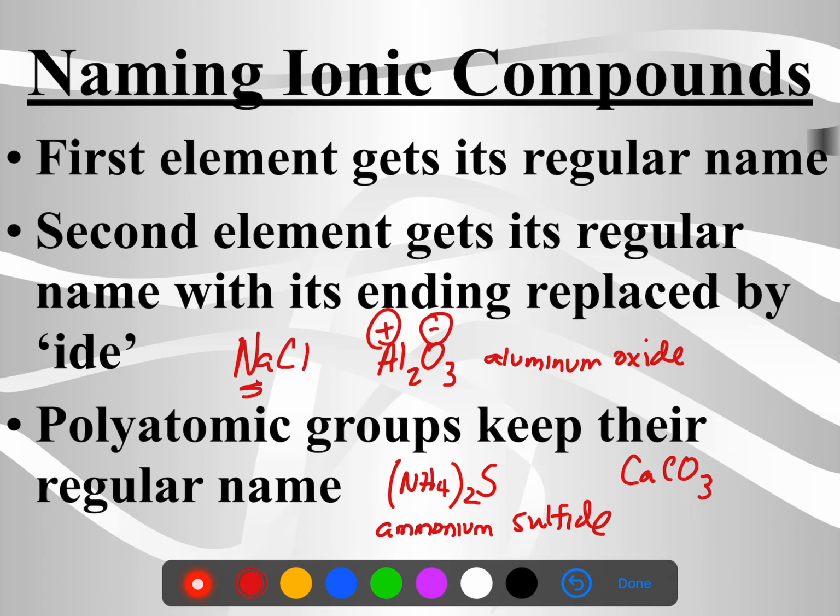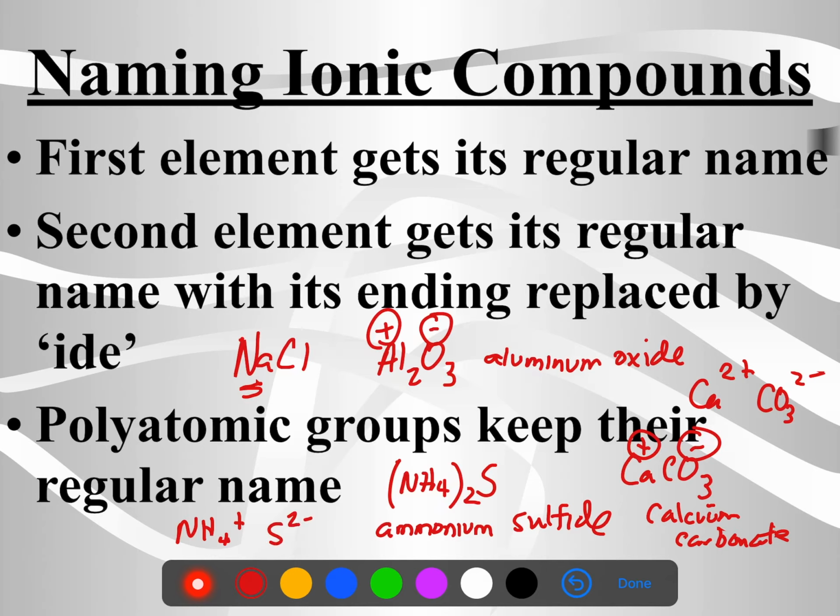So the positive thing is calcium. The negative thing is the carbonate group. So we're just going to call this calcium carbonate. Now, when I put a circle around that positive and negative, I'm not saying how much charge they have there. I'm just saying that's the type of charge they have. For instance, in calcium carbonate, the calcium actually has a 2+ charge and the carbonate has a 2- charge. In our example with ammonium and sulfide, ammonium has a +1 charge, sulfur has a -2 charge.